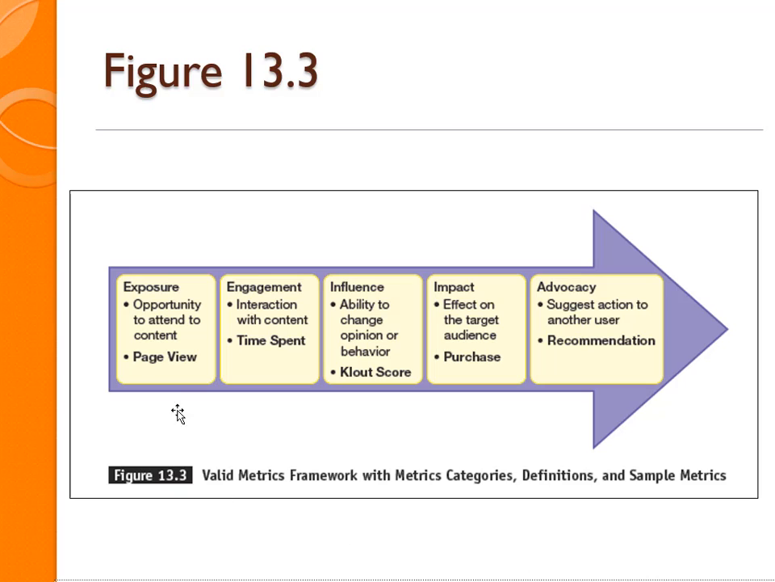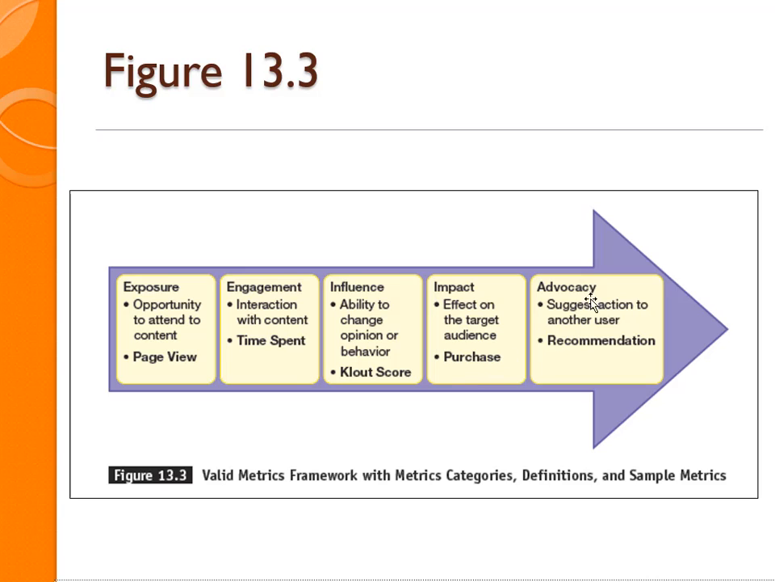So in terms of exposure, it's like, okay, have they actually seen the content? So in Google Analytics, that might be called a page view. In terms of engagement, we might measure that through how long did they spend on the page on average. And that's what Google Analytics will return. In terms of influence, we'll have that clout score. In terms of impact, we'll actually have purchases. Did they go up or down?